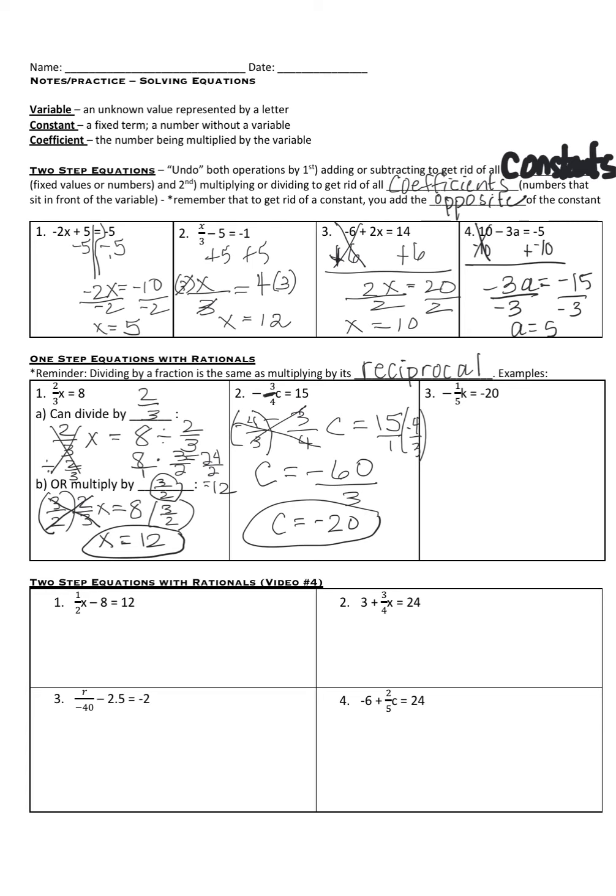So in example number 3, we are going to multiply by the reciprocal of negative 1/5, which will be negative 5/1. So if you have a negative, you keep it negative when you multiply by the reciprocal. Then we have negative 20 on the right. We'll also multiply that by negative 5/1. These cross out, and we're left with K equals negative 20 times negative 5, which is 100.